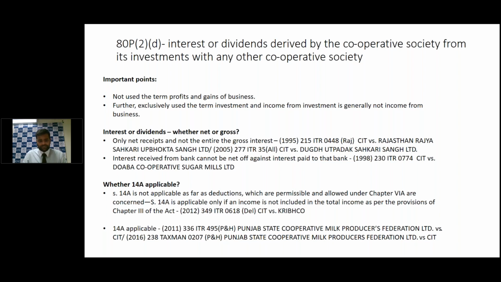Of course, it is an accepted proposition that deduction can be claimed only of net interest or dividend income, which is after claiming deductions. Rule 8D cannot be applied to compute my expenses attributable to such income. Expenses attributable to such income can be deduced on some other reasonable basis other than Rule 8D.